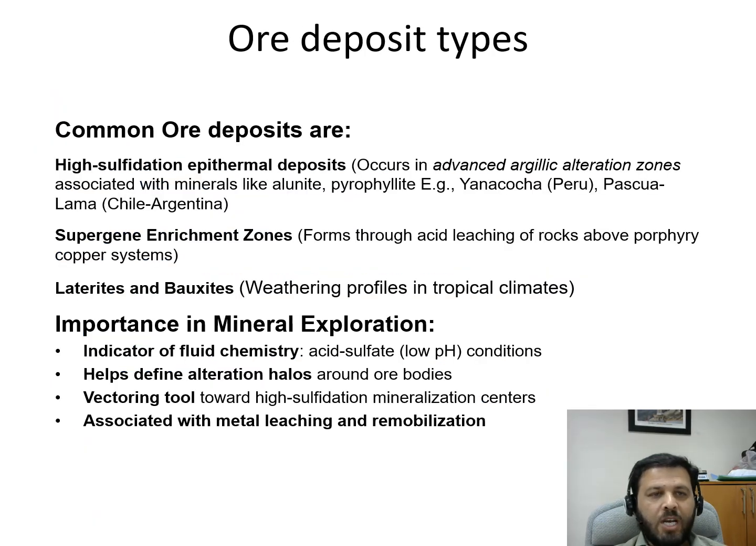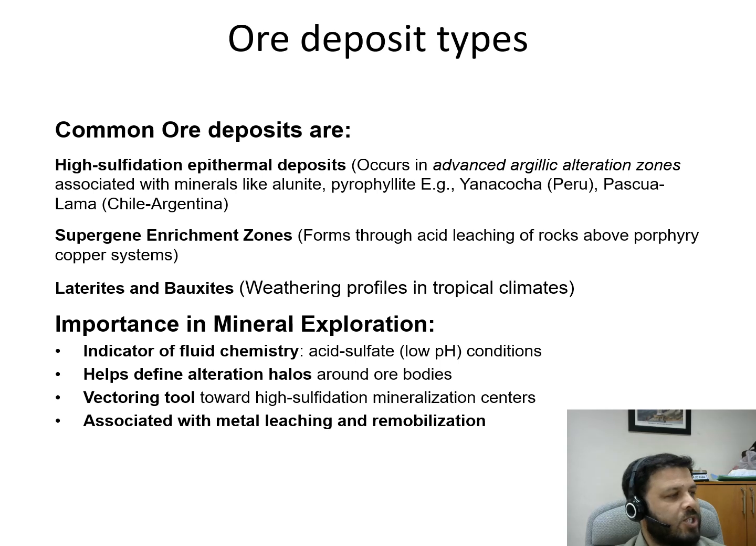Kaolinite generally forms in high sulfidation epithermal deposits, occurring in the advanced argillic zones, and it is associated with minerals like alunite and pyrophyllite. The two examples I have shared here are Yanacocha from Peru and Pascua-Lama, Chile and Argentina.